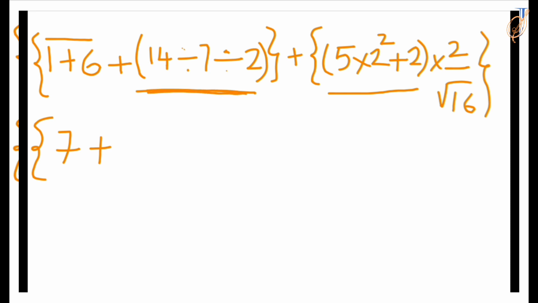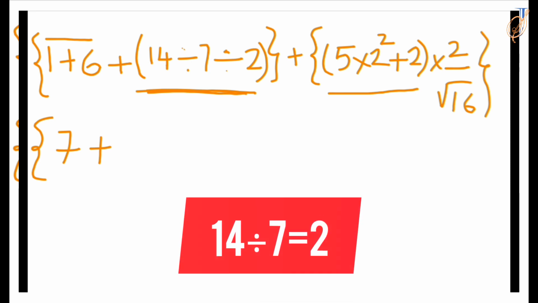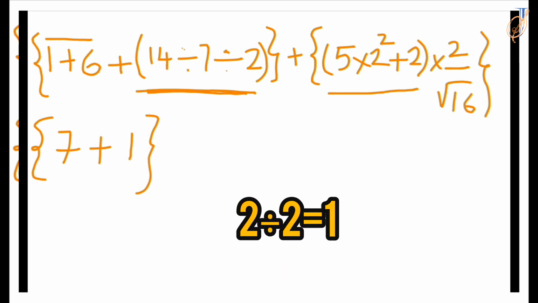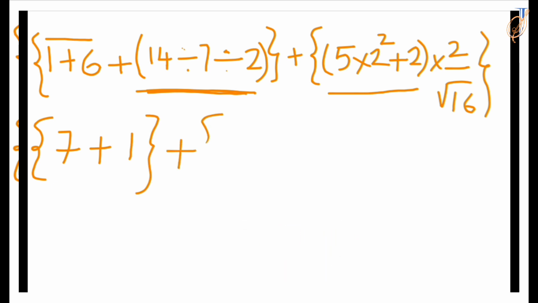In this you have to do division from left to right. So 14 divided by 7 is 2. And then 2 divided by 2 is 1. Next, check with the other closed bracket. So you have a multiplication operation and you have a power and then addition. So you have 3 operations. So which one do you have to do first?